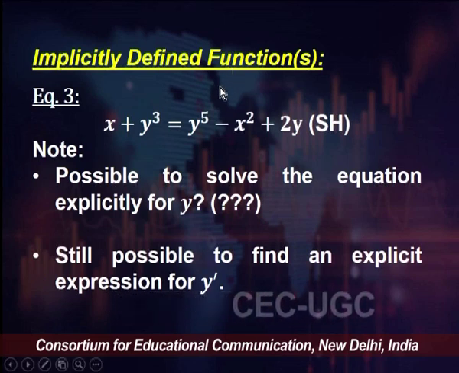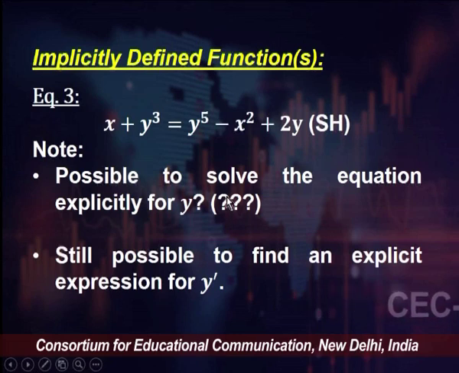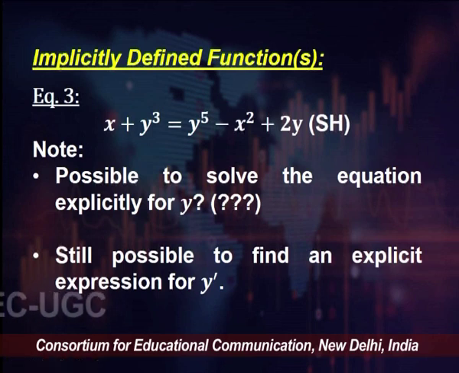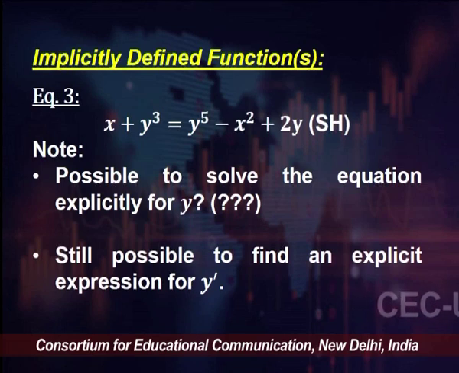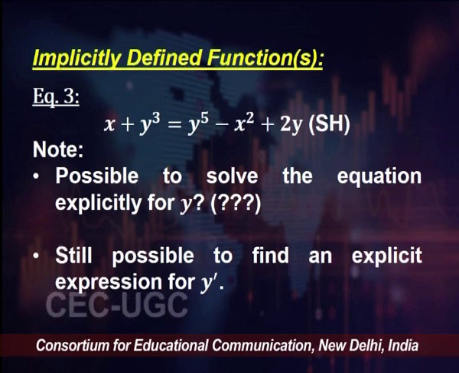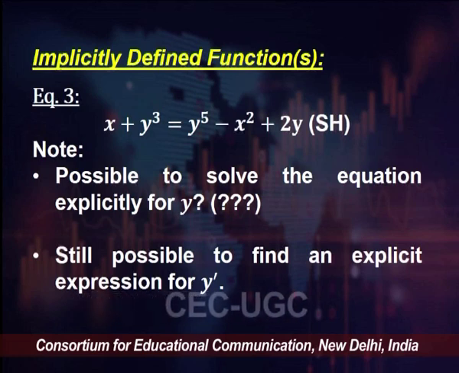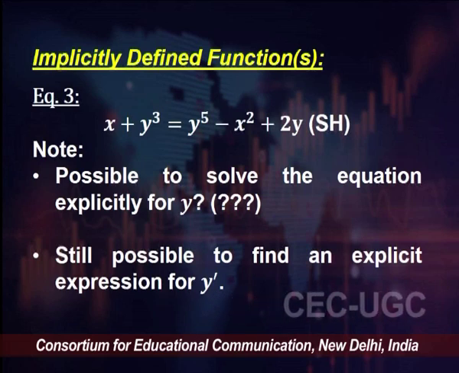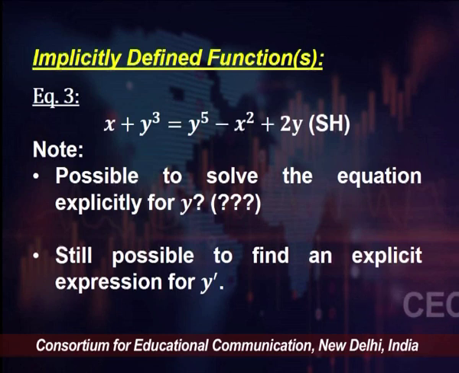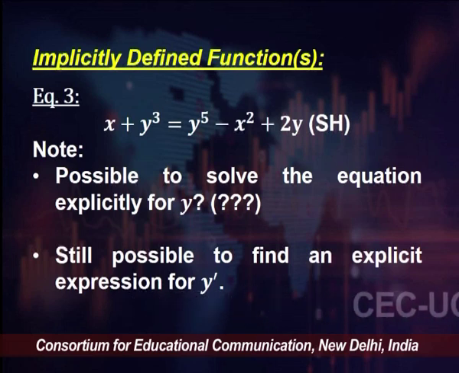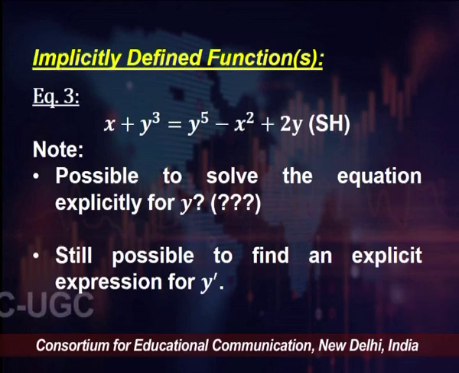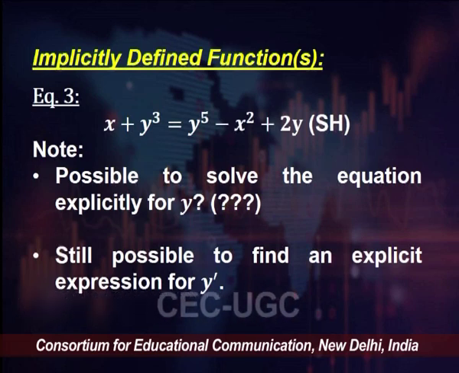Okay. This is the last example that I wanted to show you in those 3 equations that we had on the earlier slide to discuss implicitly defined functions. Now, if you look at this equation here, x plus y cubed equal to y to the 5 minus x squared plus 2y. This is no easy equation, and it doesn't look like it's possible to solve the equation explicitly for y. If you are able to separate out the x and the y variables such that y appears all by itself on one side of the equation, please put in the details in the comment box, but it doesn't look like it's possible here to solve this equation explicitly for y.